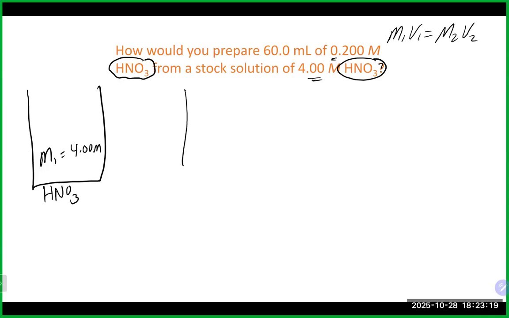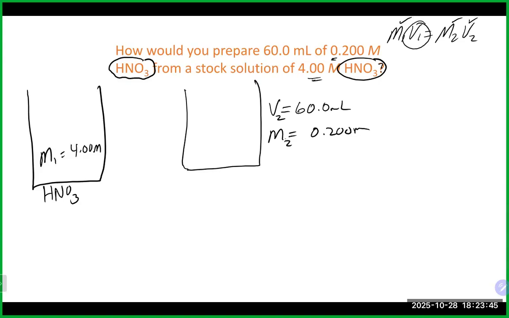We want to make a new solution that has a volume of 60 milliliters and a molarity of 0.2 molar. These will be my twos since they are the more dilute solution. If we check off what we have, we are clearly missing V1 in this case. So V1 would equal M2V2, and we divide by M1 on the other side.